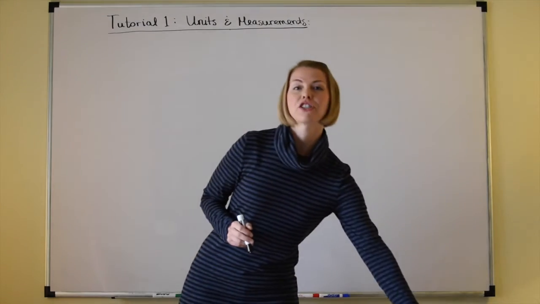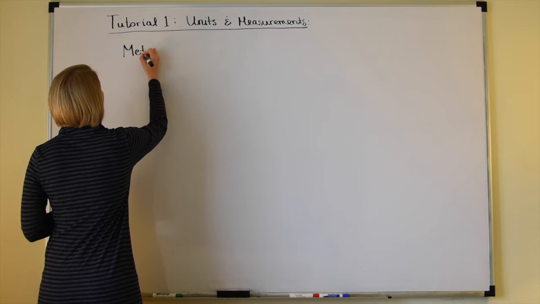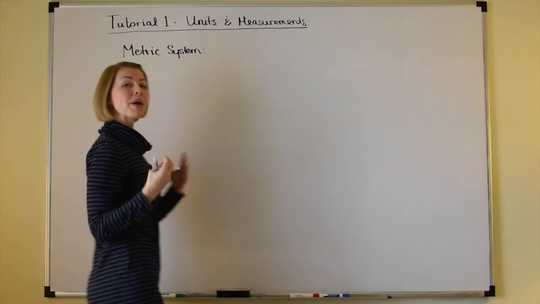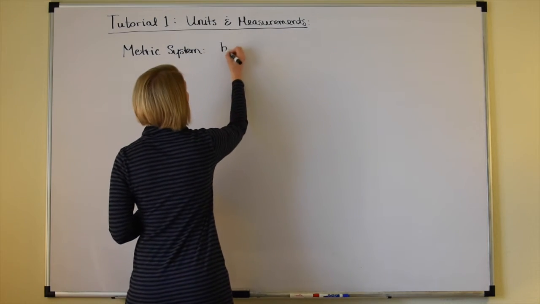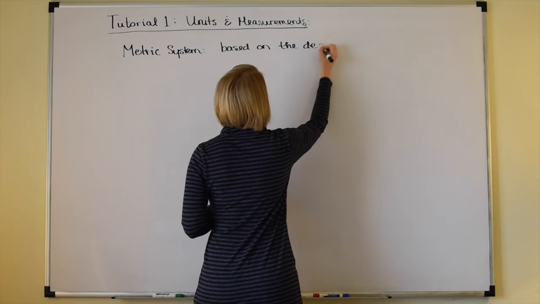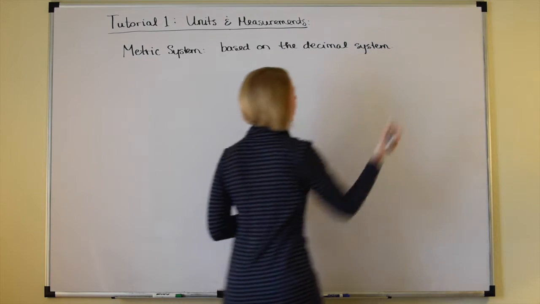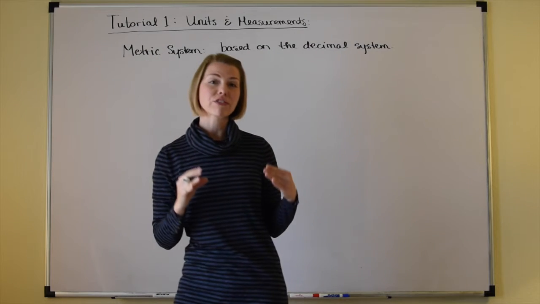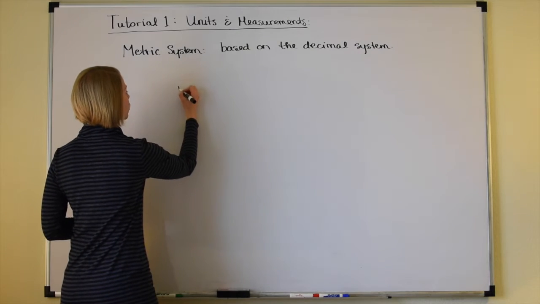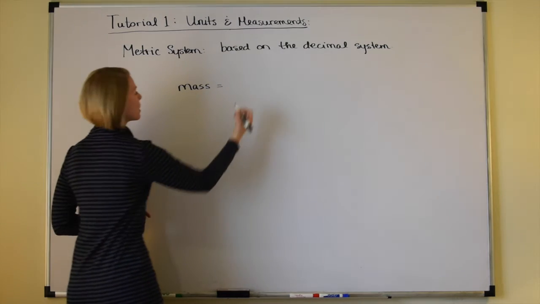And this is all on slide 2. So we're starting off with slide 2 here, the metric system, which is based on the decimal system. And in the metric system, there are different base units depending on what it is that you are measuring. So if you're measuring mass, then the base unit would be the gram.